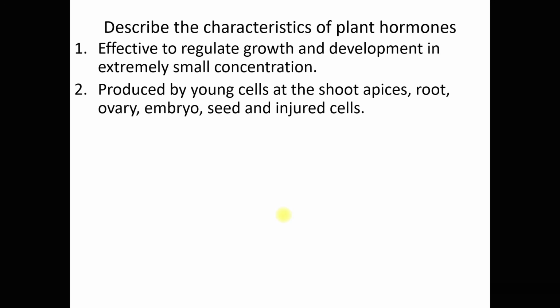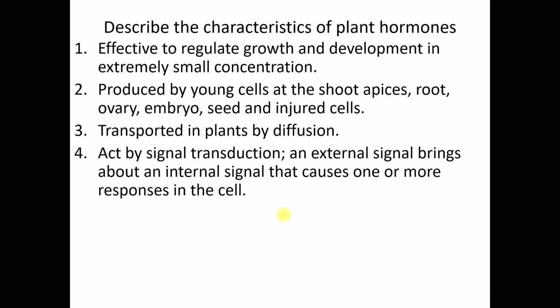Now, these sites that produce these plant hormones depend on the type of hormones, right? Different types of hormones are produced or synthesized at different locations, but generally these are the locations where these plant hormones are synthesized. They are transported in plants by diffusion, right? And then these plant hormones act by signal transduction, where an external signal will bring about an internal signal that causes one or more responses in the cell.